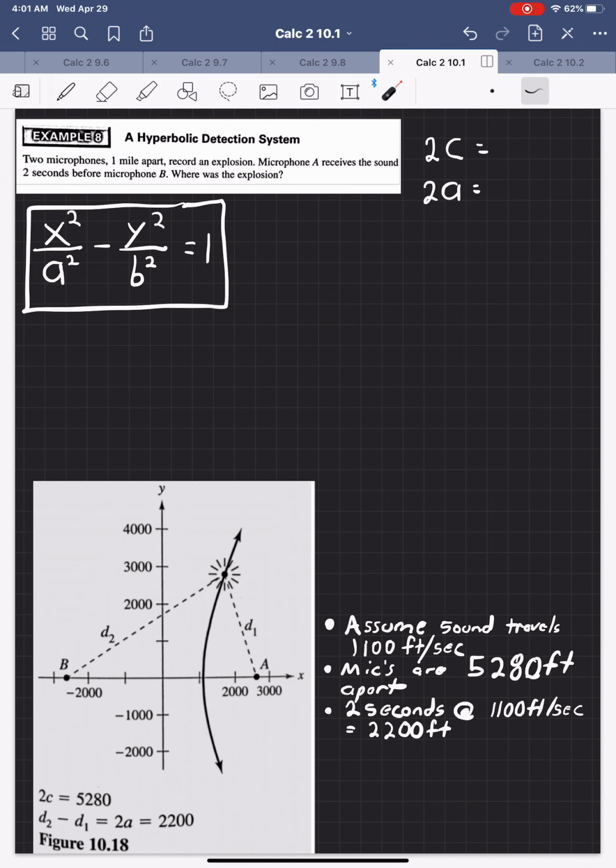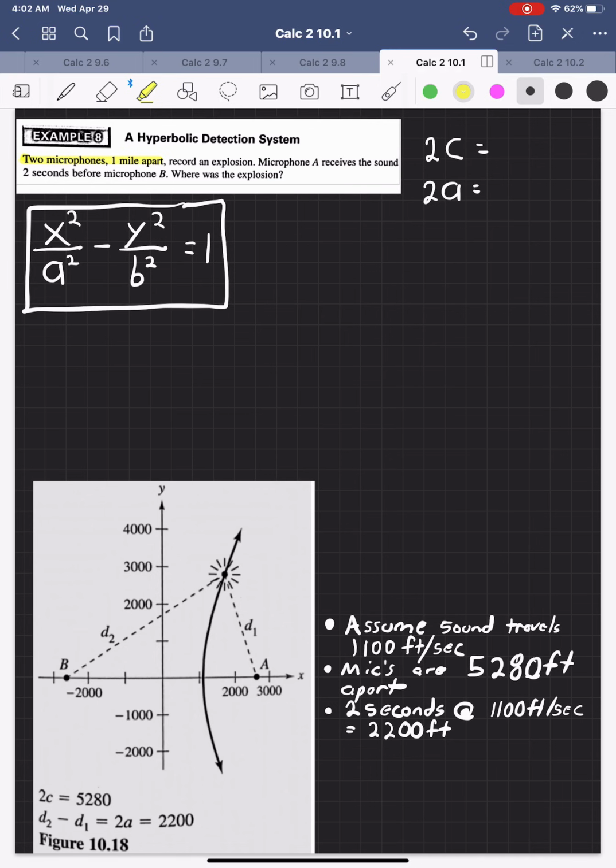This problem is what we call a hyperbolic detection system. I told you that although these equations are old, the study of conic sections is quite antiquated, but the applications are not. This technique was actually developed in World War II. Let me read the question. We have 2 microphones that are 1 mile apart. Okay, with me? Let's say it's World War II.